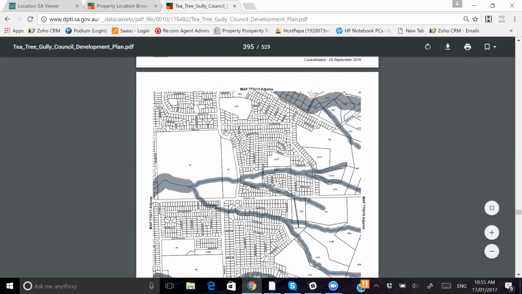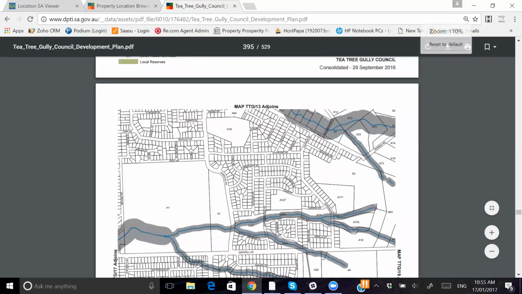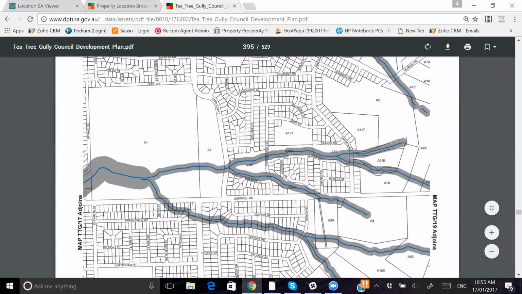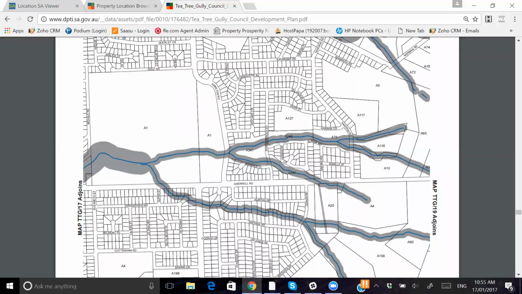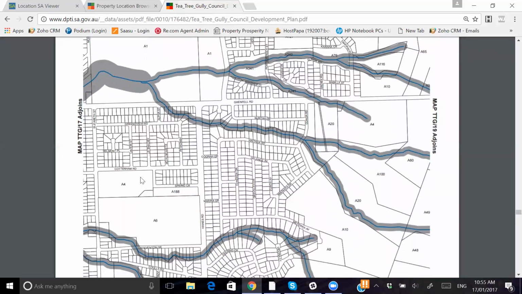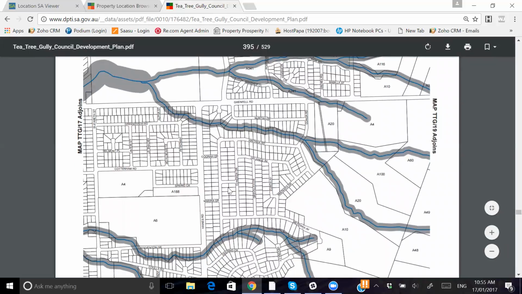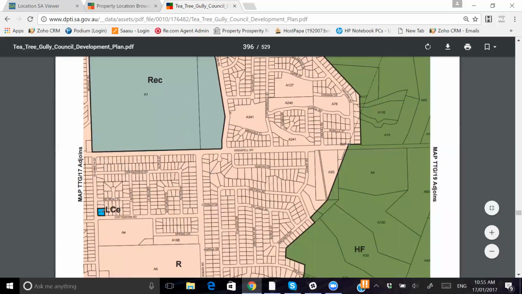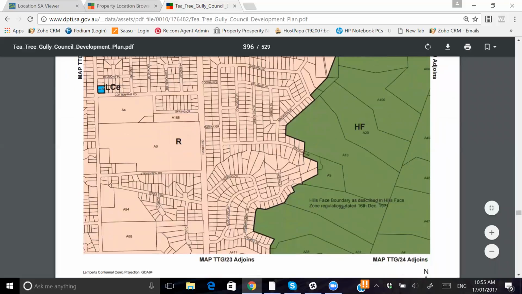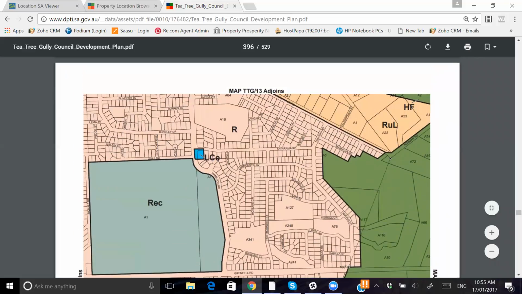We know that where our houses are, wherever it was, Grantville Road, Waitara, we're still here, so we're still away from that. So we're okay as far as that's concerned. And then we are on this one here. We know that we're in the residential zone.